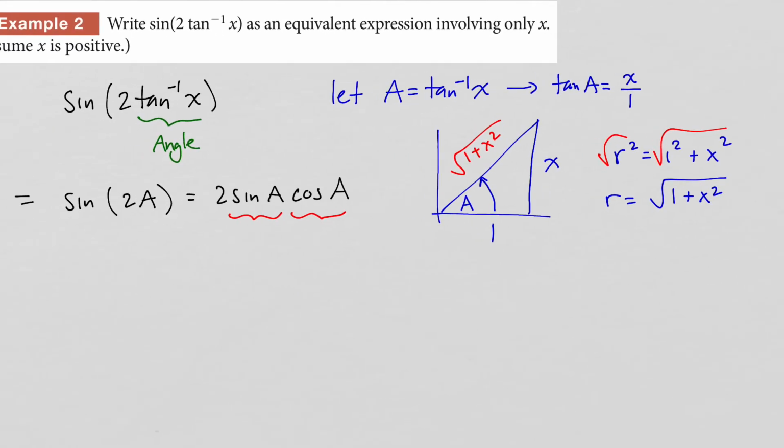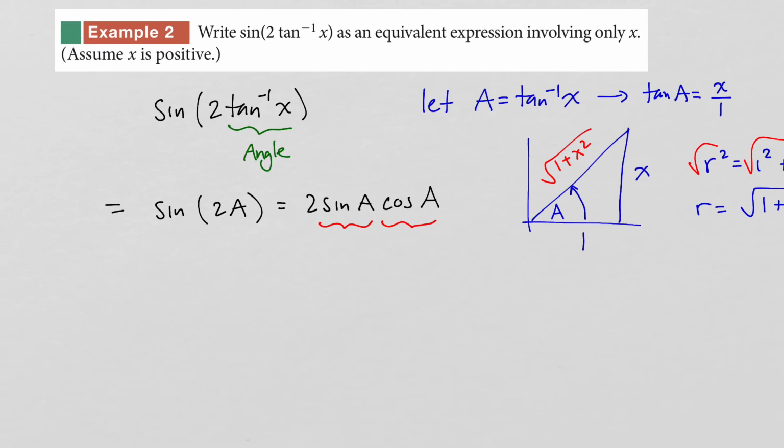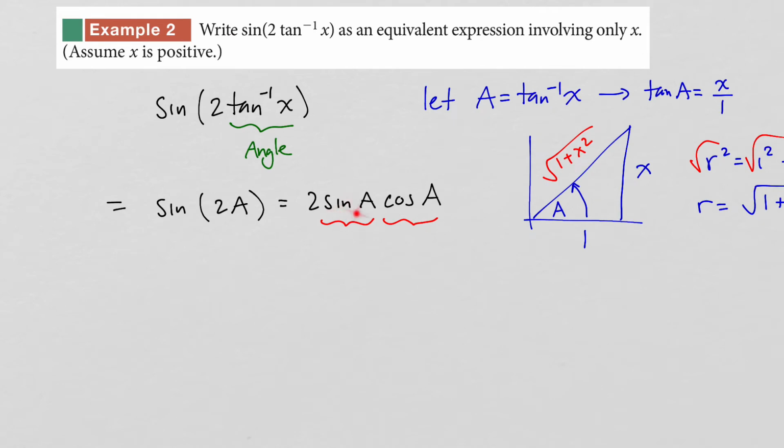And the reason we find that missing side of the triangle is because if we want to find the sine of A, we know that sine is opposite over hypotenuse. So we need that side to figure out the sine of A. So we now know that sine of A is x over the square root of 1 plus x squared. And the cosine of A is adjacent over hypotenuse. And that is going to be 1 over the square root of 1 plus x squared.